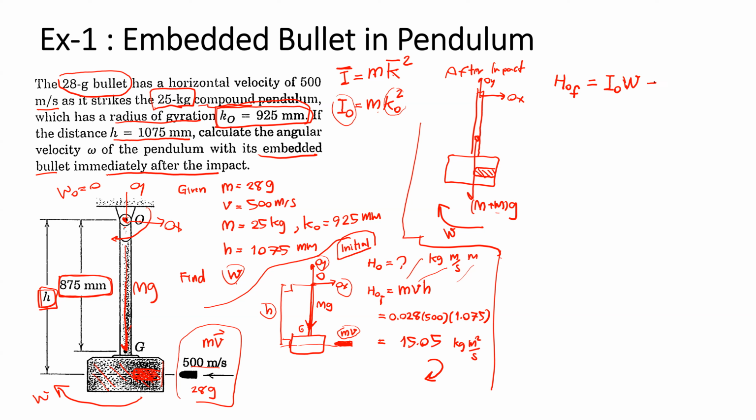And the bullet that is embedded in the pendulum: in the initial state, the bullet has velocity v, but after that, we don't know the velocity of the bullet. But it still keeps the line with the perpendicular distance h.